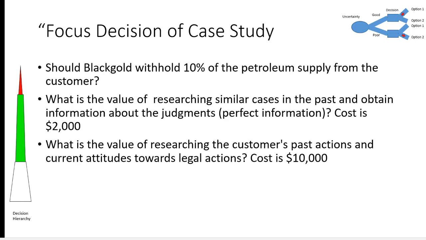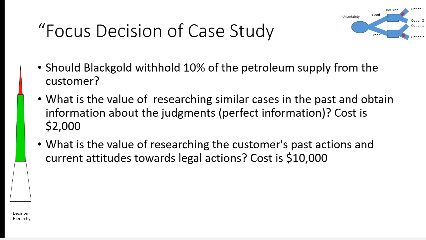So the focus decision of this case study is, should Blackgold withhold 10% of the petroleum supply from the customer? What is the value of researching similar cases in the past and obtaining information about the judgments? Let's call this perfect information. And the cost is $2,000. So with perfect information, we would know whether it would be win, normal, or double damages.